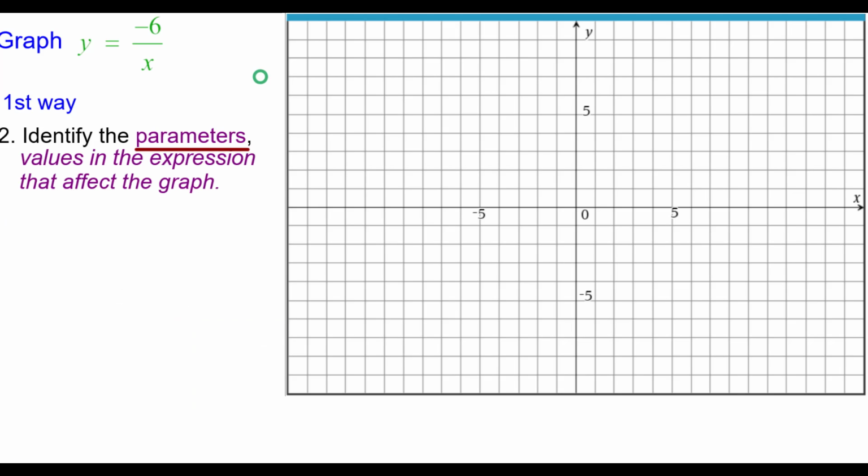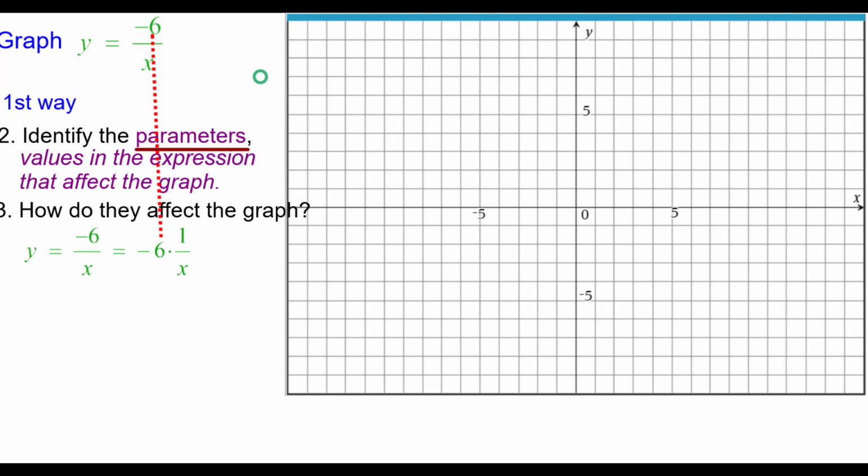Identify the parameters. These are values in the expression that affect the graph. Right now we have just one, this -6. How does that -6 affect the graph? Well, we can think of it as -6 times 1 over x, and then we can see how that would multiply -6 times each y value.